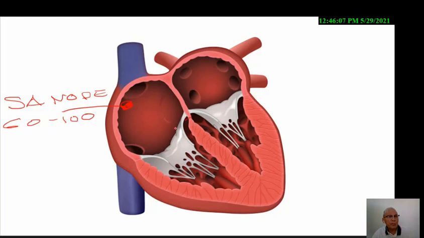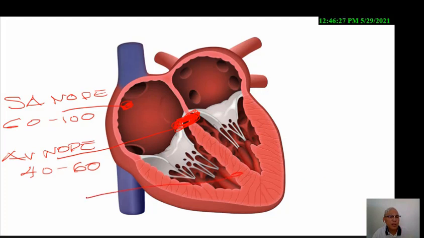In comparison, there is another area right over here between the junction of the atria and the ventricles called the AV node, which actually has a firing potential of 40 to 60 beats per minute. And lastly, there are cells right in the ventricles as well that are able to generate electrical impulses, and they are able to do so at a rate of 20 to 40.